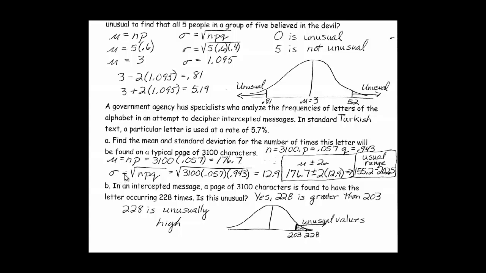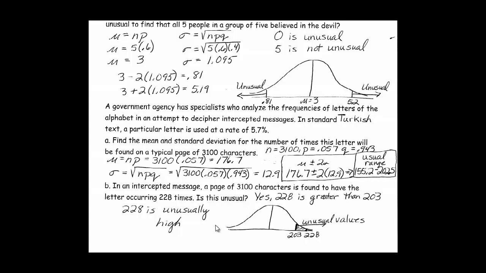Our standard deviation, when we plug in our n, our p, and our q, as we have here, we come out with 12.9. Now, it's tempting to round, but don't round just yet. So we're going to take our mu plus and minus 2 times the standard deviation to come up with our lower limit and our upper limit of our range. I'm sorry, I had to squeeze everything in here, but we've got our lower limit and our upper limit. Within this range would be usual. Outside of that would be unusual.